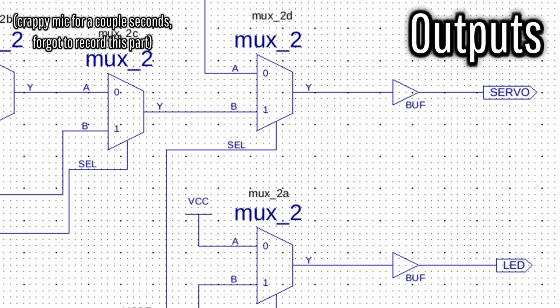Okay, finally we have two outputs, them being the servo and the LED. When the servo has an input of 1, the swatter goes down and it squashes the bug. When the LED gets an output of 1, it turns on, otherwise it turns off. Pretty simple.